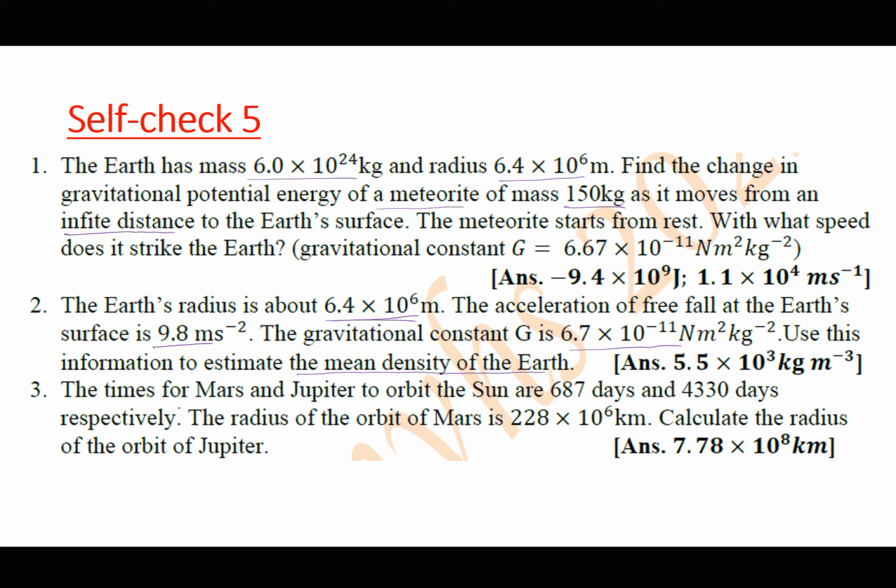Number 3, the times for Mars and Jupiter to orbit the Sun are 687 and 4330 days respectively. The radius of the orbit of Mars is this. Calculate the radius of orbit of Jupiter. Here you can just use T squared is equal to a constant times r cubed, because they are both orbiting the same center, so the constant k is the same for both. You just solve the two equations.